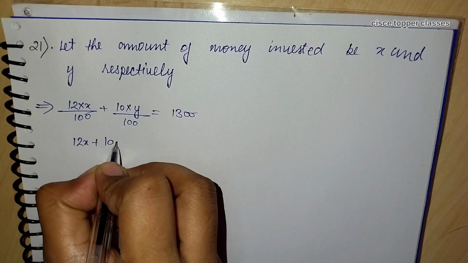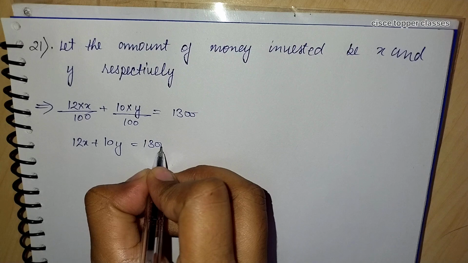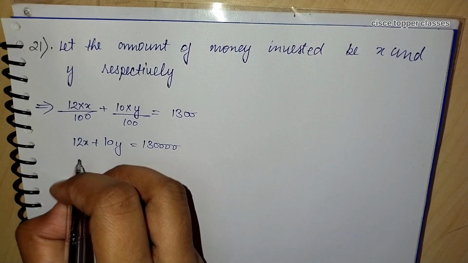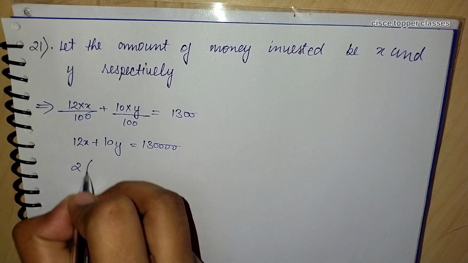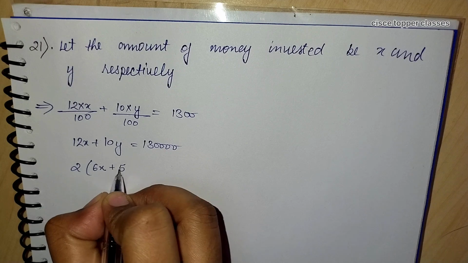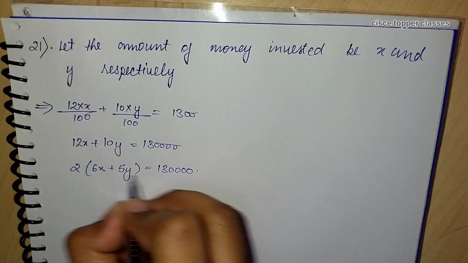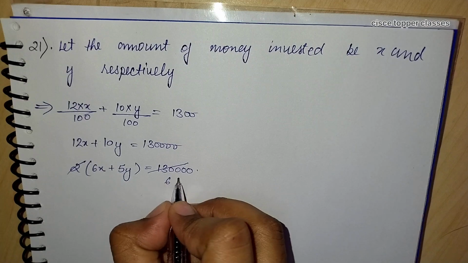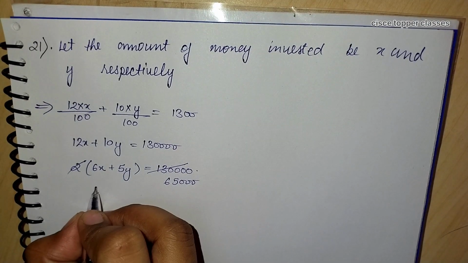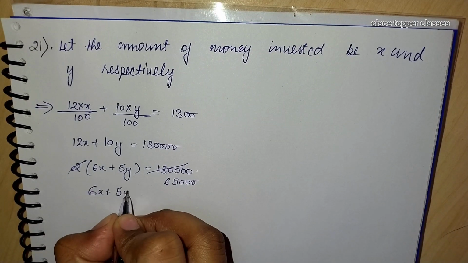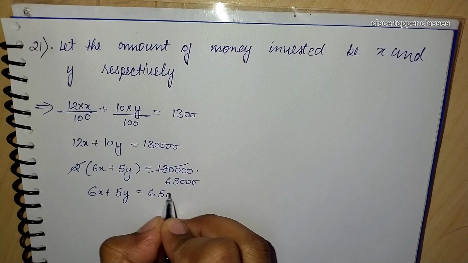12x plus 10y equal to 1300 here, and this we will cancel out. So it will be 6x plus 5y equal to 1300 here. We will cancel out this part, so it will be 65,000. 6x plus 5y equal to 65,000.